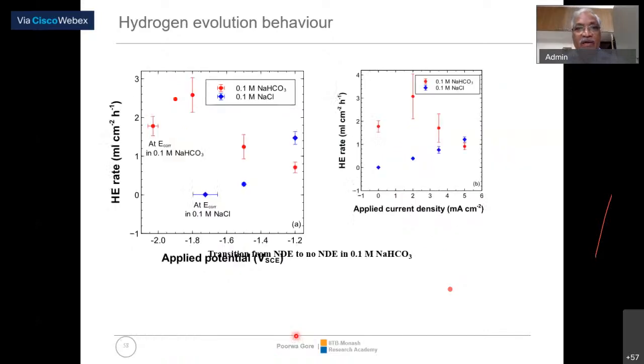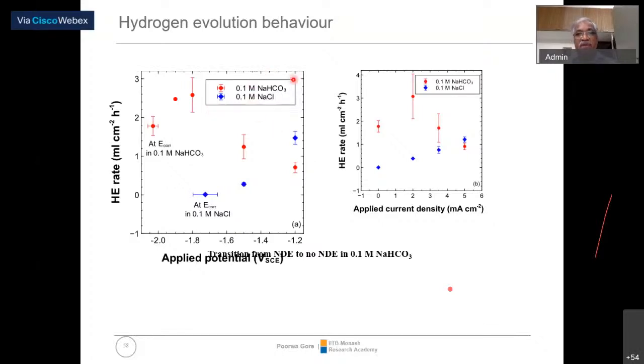So all it means is that CC calculated the hydrogen evolution rate on the surface at different potentials, from minus 1.8 to minus 1.2, you see here. This is for sodium chloride solution. See, for sodium chloride solution, this blue curve, the amount of hydrogen is increasing from minus 1.8, right? It's increasing here. But for sodium bicarbonate, you see, it is only decreasing with the potentials. So NDE does not happen in sodium bicarbonate solutions.